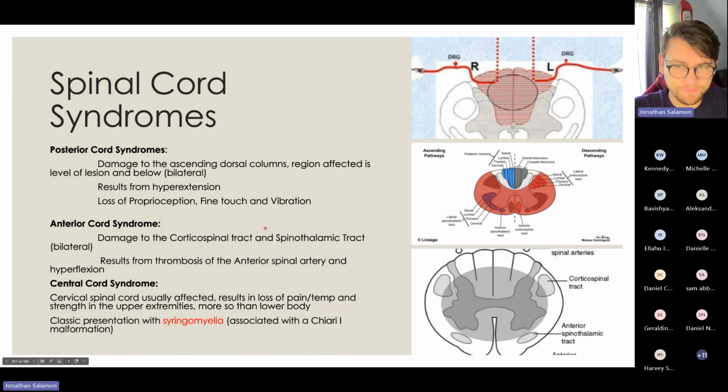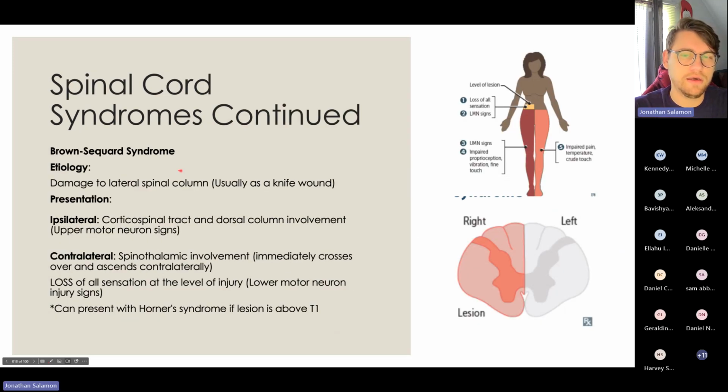I sincerely hope that by now we know that posterior cord is responsible for proprioception and vibration. Anterior cord is responsible for everything else. Syringomyelia is associated with the Chiari 1 malformation. That might be relevant. I would know that.